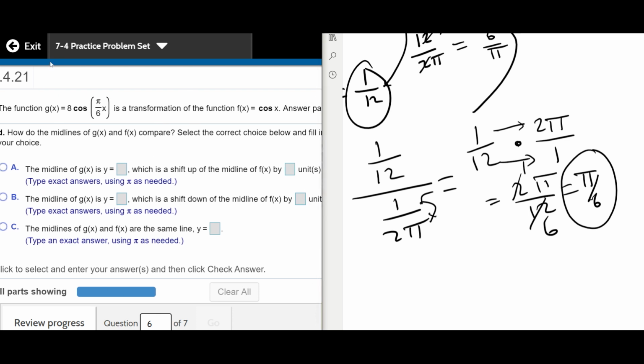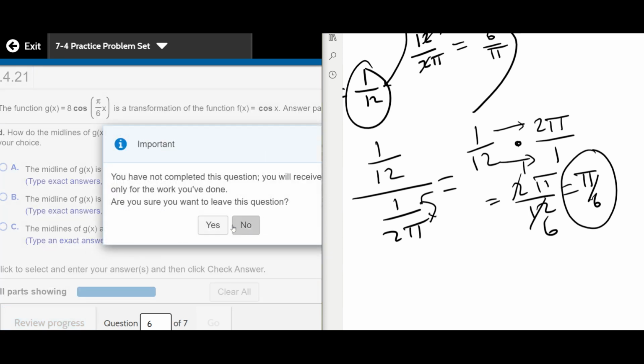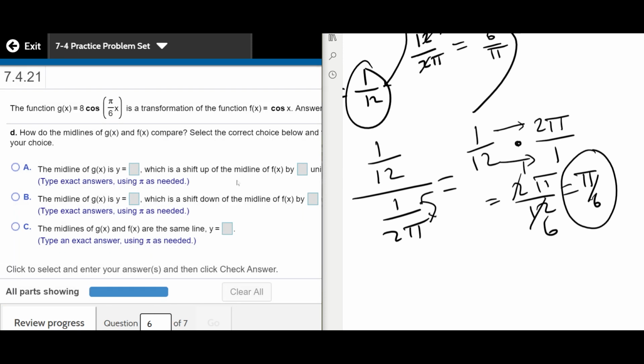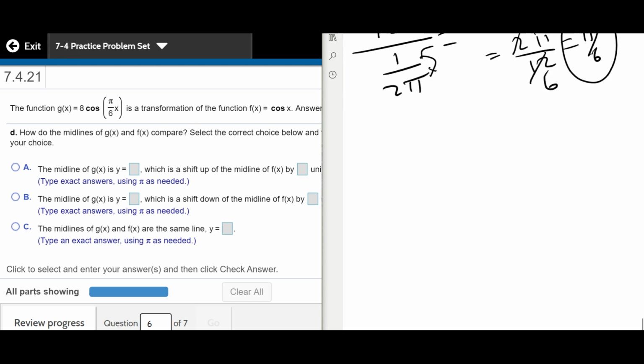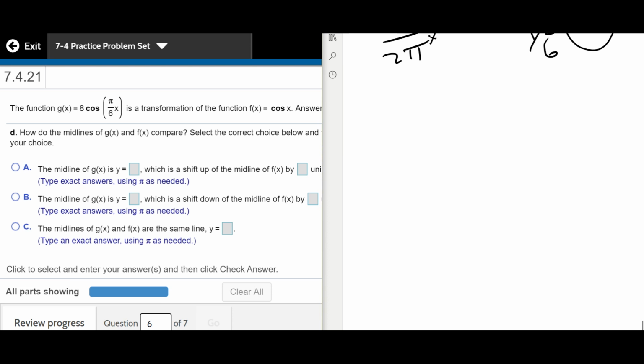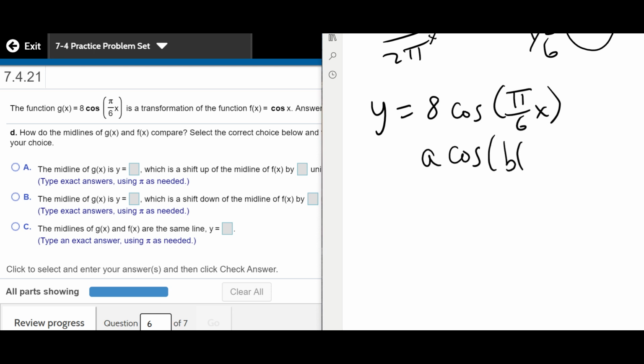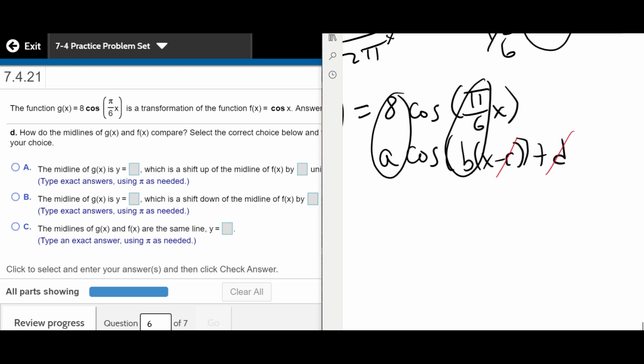Okay, so let's finish up, we're right now towards the end. The only other thing that I want to show you is how to do the midlines. So again, let's go ahead and do the midline. Remember that the generic function is a cosine of b x minus c, plus d. So clearly that's a, that's b. There is no c and there is no d, but that means that the d is actually going to be 0. So this is actually an invisible 0 here. So this means that d is 0.